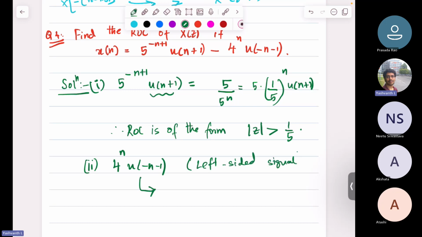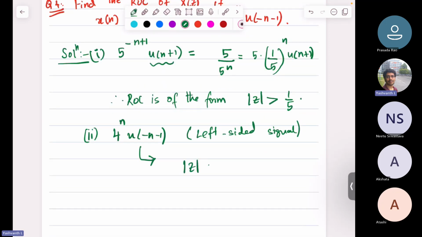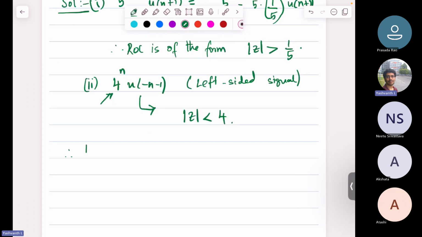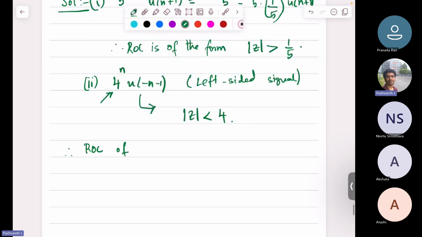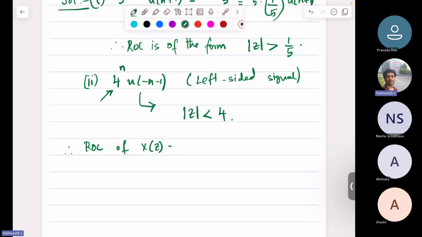Means its ROC should be inside some circle. That means your mod z should be less than some value. Here, what is that value? A power n. Exact. Less than 4. Correct. So mod z is less than 4, and in the upper part you're getting mod z greater than 1 by 5. If you add both of them, it should be the intersection of both of them. Therefore, the ROC of your entire signal x of z is nothing but mod z between 1 by 5 and 4.